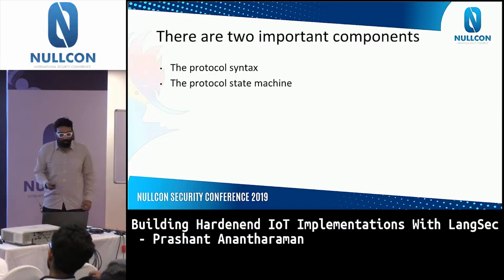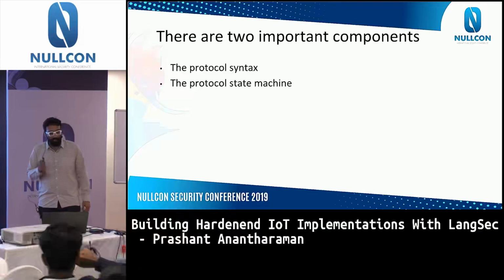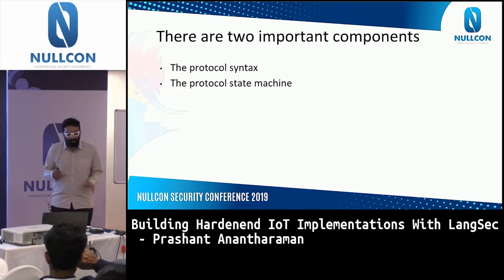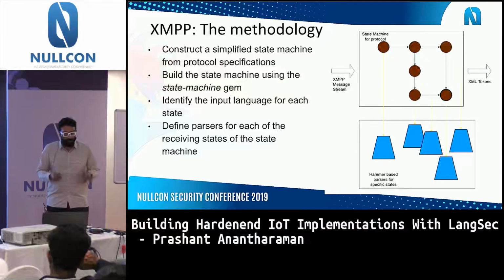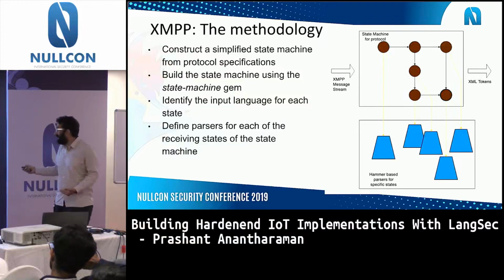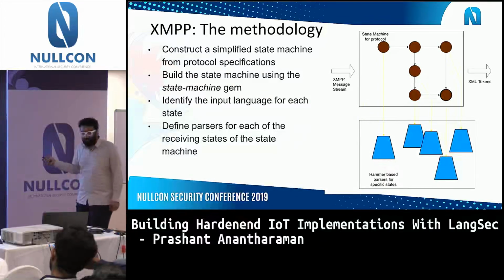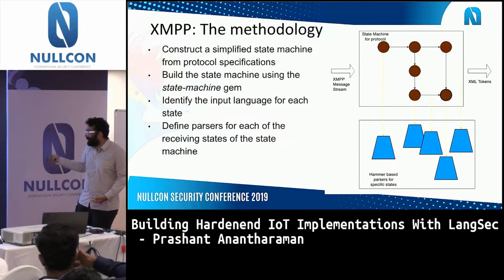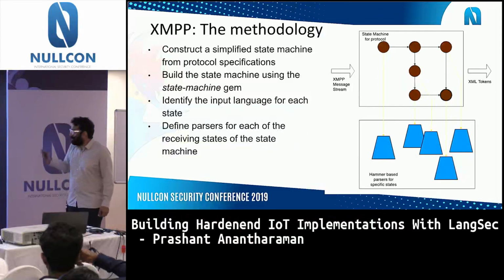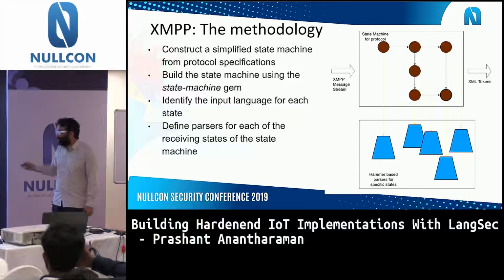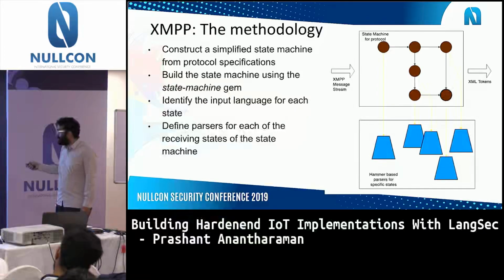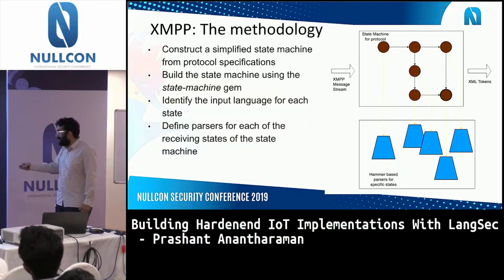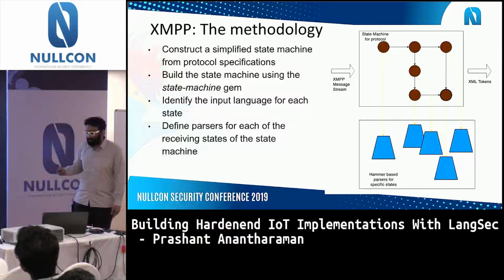There are two important components that we need to actually start building these parsers. First of all, we need to know all the protocol syntax, and we also need to know the overall protocol state machine. For XMPP, we had a protocol state machine, and for each state in the state machine, we had a parser that was running. It had a specific parser for that particular state. So once you move from state to state, you had a separate parser for it. The XMPP implementation specifically was written in Ruby. We used a gem to enable us to do the state machine work, and we used our Hammer library to implement the parsers itself.